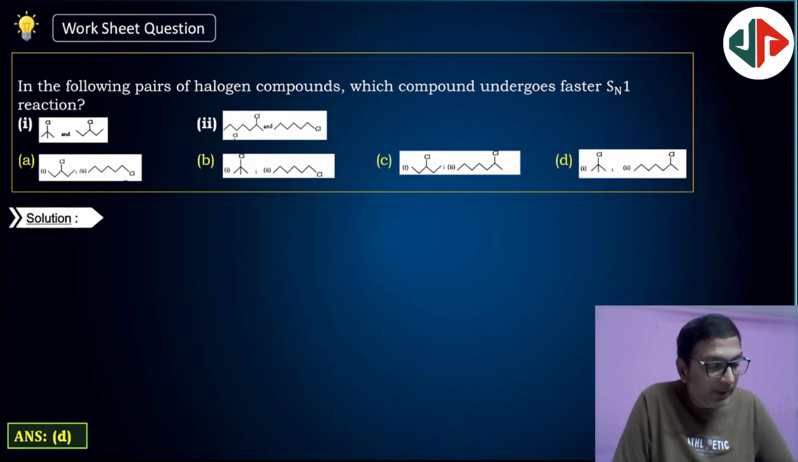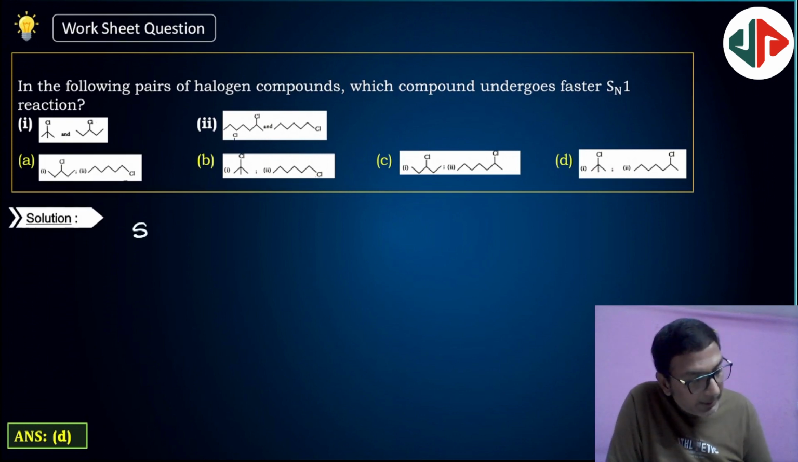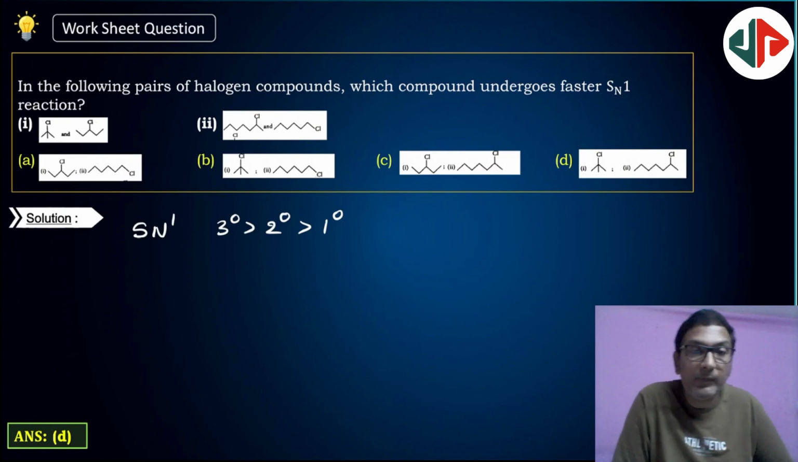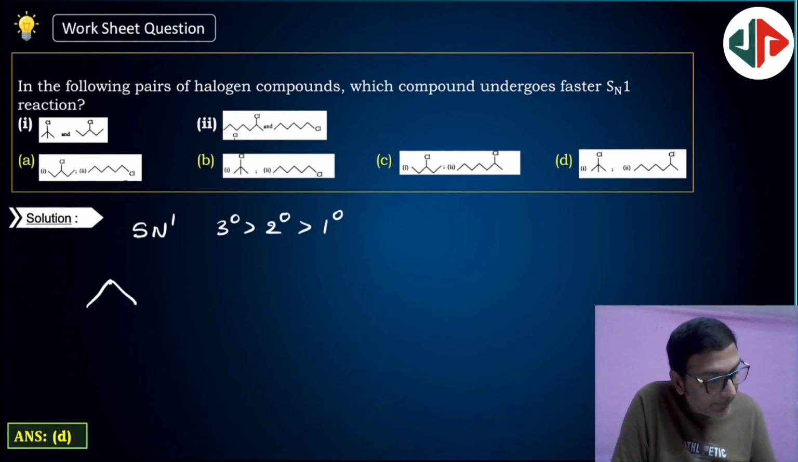So in which of the following pairs of halogen compounds, which compound undergoes faster SN1 reaction? So SN1 reaction order: tertiary, secondary, primary. This is the order. Tertiary alkyl halides are most active. So in the first case, tertiary alkyl halide is this one. In the first example, tertiary alkyl halide.